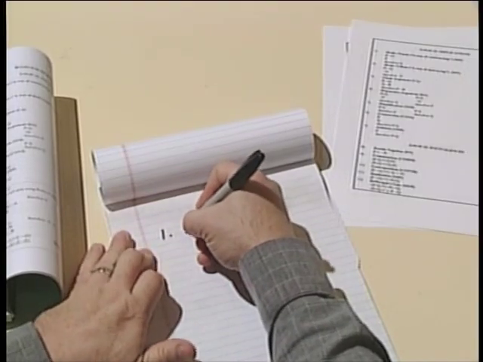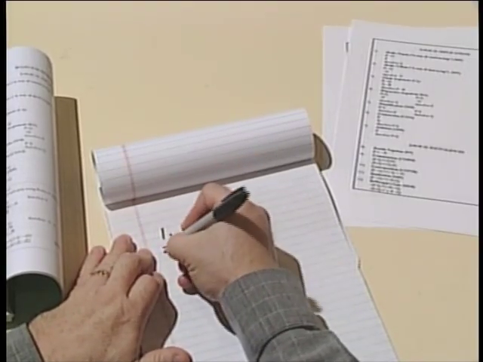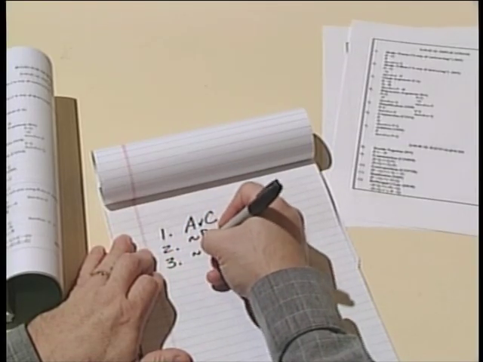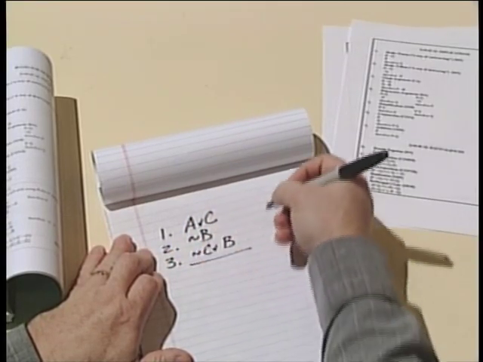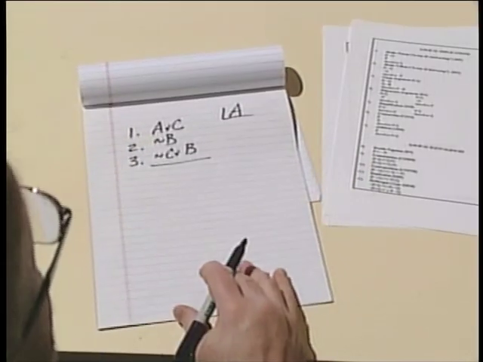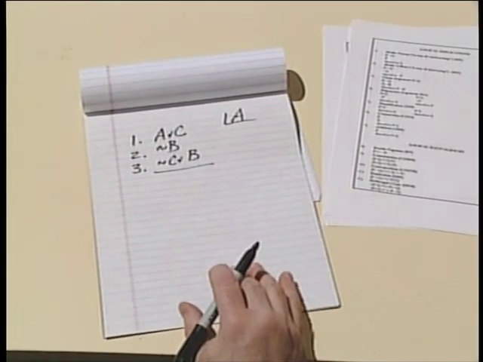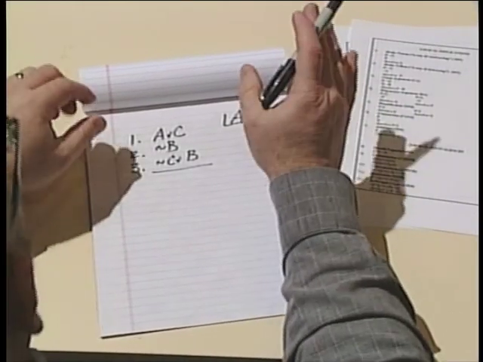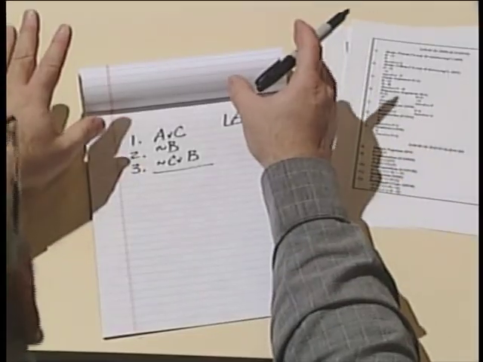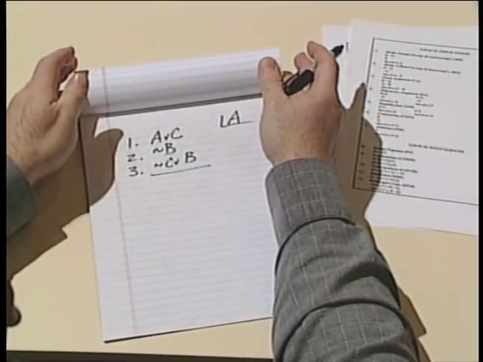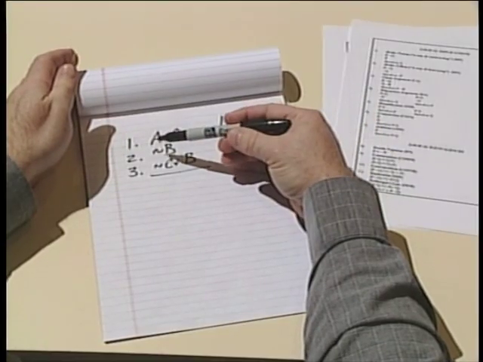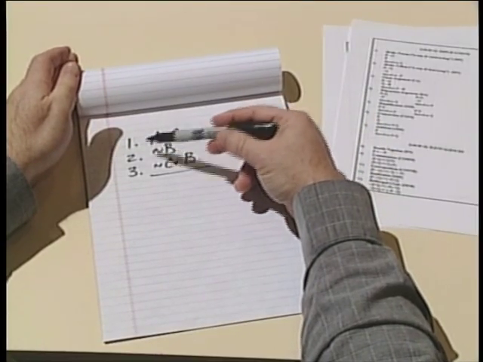So problem 1 looks like this. Line 1: A or C. Line 2: not B. Line 3: not C or B. Conclusion: A. A or C, not B, not C or B. Okay. This is not that tricky, but I know the first time you look at it, it looks bizarre and intimidating. What I'm trying to do is to prove A. A is sitting here in a disjunction in line 1.